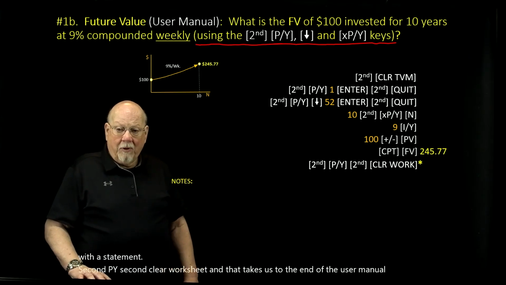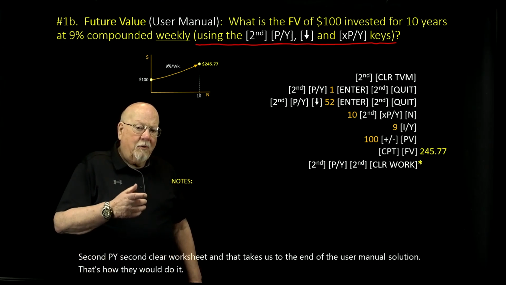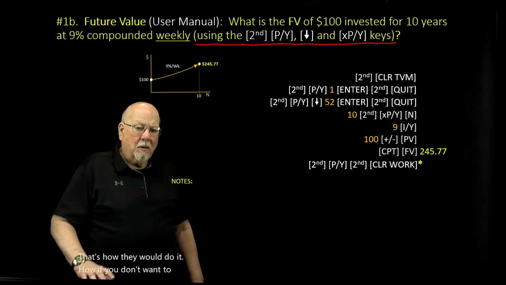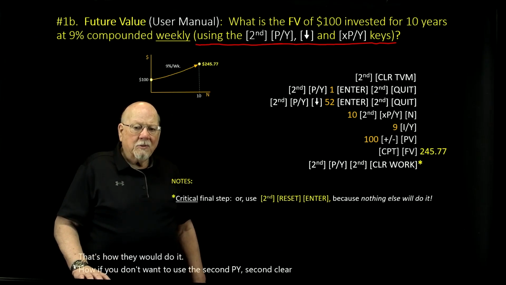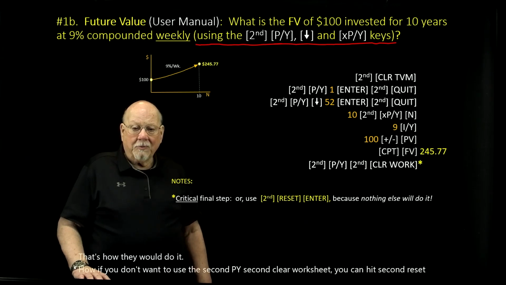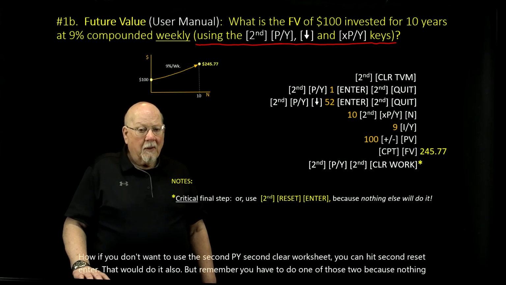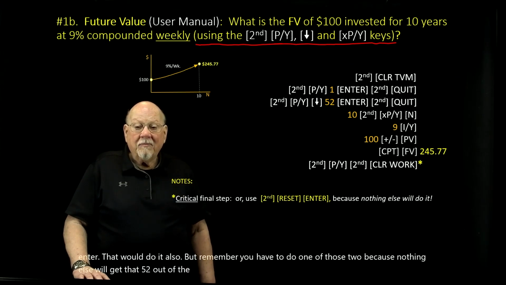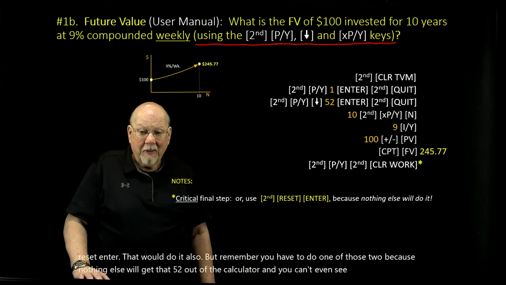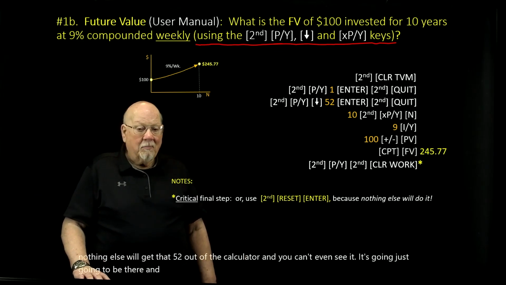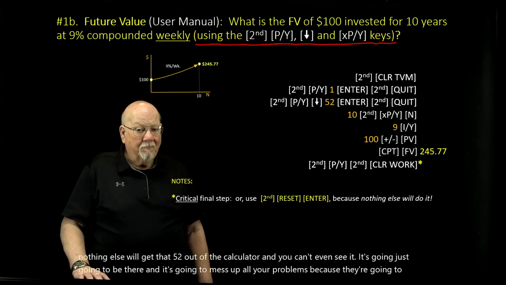That's how they would do it. Now, if you don't want to use the second PY, second clear worksheet, you can hit second reset enter. That would do it also. But remember, you have to do one of those two, because nothing else will get that 52 out of the calculator. And you can't even see it. It's just going to be there, and it's going to mess up all your problems because they're going to be off just a little bit.